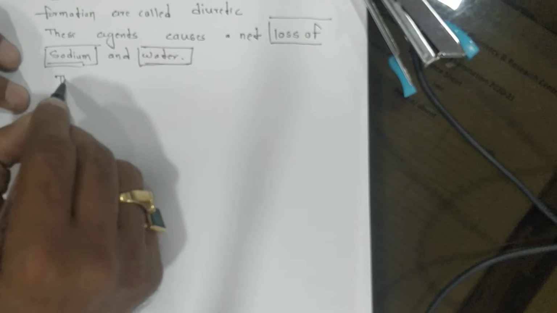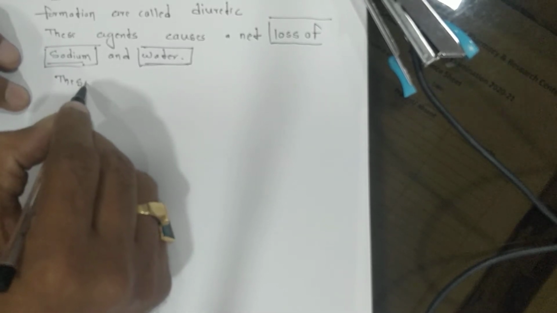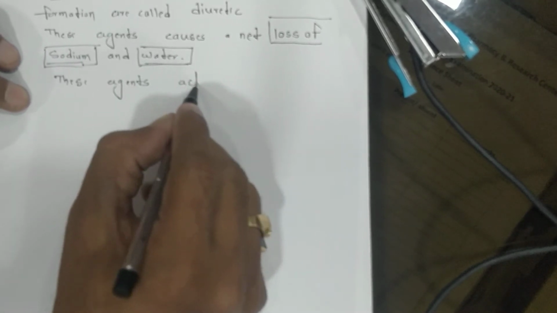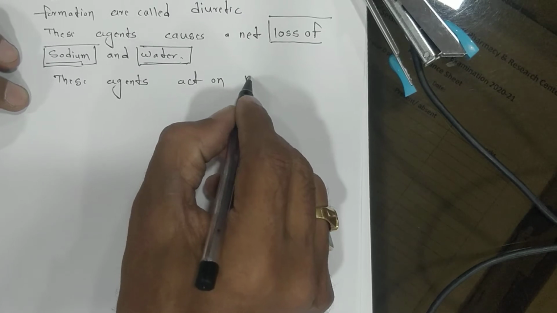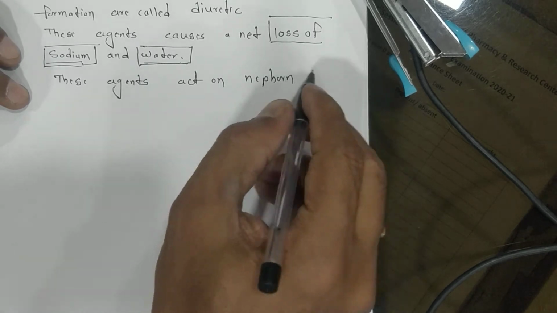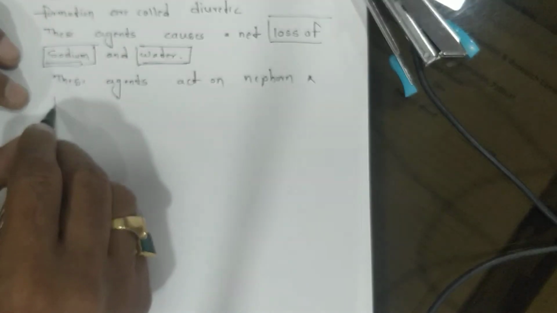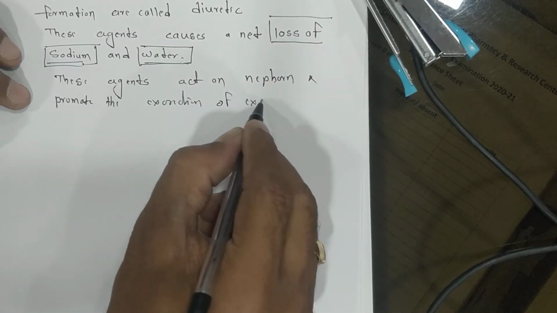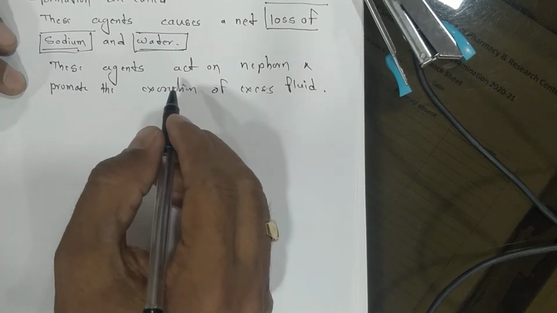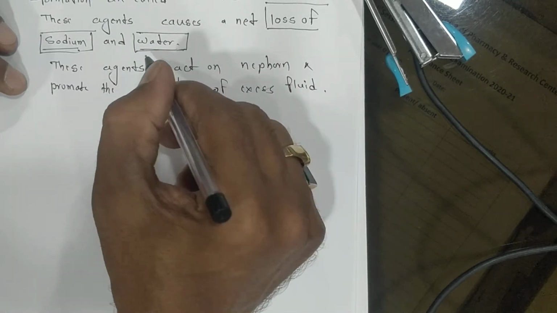These agents act on the kidney. These agents act on the nephron. The nephron is the functional unit of the kidney and promotes the excretion of excess fluids. Now see, diuretics are the agents which are responsible for net loss of sodium and water.